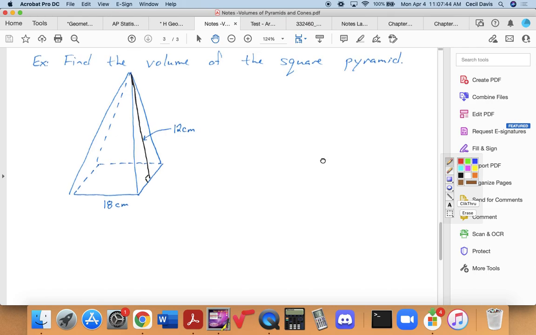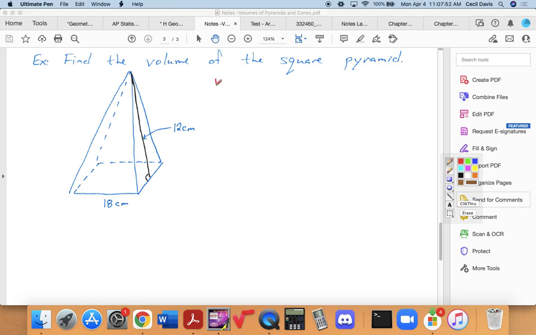Next problem. Is this the last one? Yes, indeed. So again, we'll start with the base. The area of the base is base times height of the base, so that's 18 times 18. You guys all know that, right? 324. Then the volume is 1/3 of the area of the base times the height.